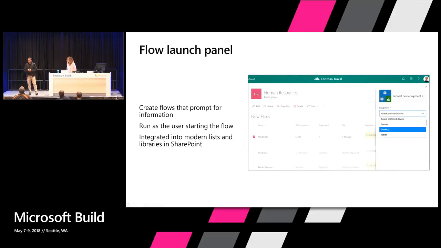So how do we do the manual integration? It's through a launch panel in SharePoint, similar to Excel. Create flows that prompt for information. You run the flow as the user starting the flow, and this is integrated into both lists and libraries.